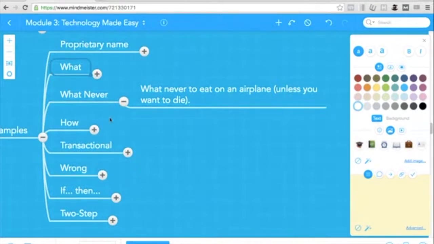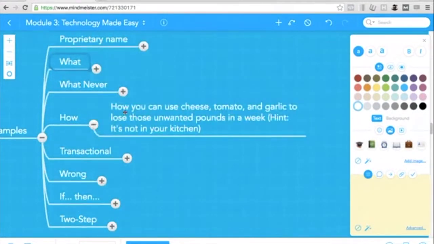Okay? So next is the how-to bullet. How you can use cheese, tomato, and garlic to lose those unwanted pounds in a week. And it's not in your kitchen. Okay? And also itong hint na style, it gives another sense of curiosity na counterintuitive. For example, syempre, cheese, tomato, garlic, you'd assume na nasa kitchen yan. Diba? But yung way na gamitin sila, it's not really found in the kitchen. So ma-curious ka, saan ba yun? So that's another tip na pwede nyo magamit. Something counterintuitive na against the normal grain, pwede nyo i-plant dyan para ma-curious yung tao.